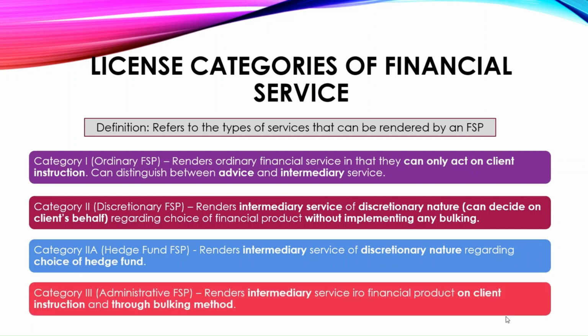Then the last FSP type or license category, which is a category 3 or administrative FSP. Again, it renders an intermediary service. It can only act on the client's behalf, and it implements bulking in its process. So those are the three things to look at when trying to identify an administrative FSP.